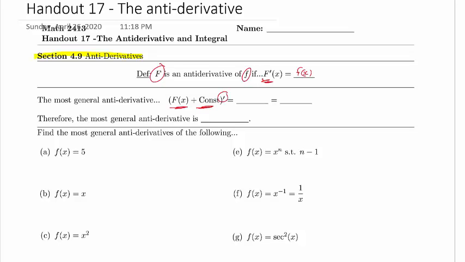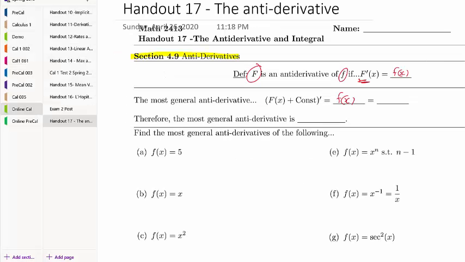And if you take the derivative of the whole thing right here, what are you going to get? You'll simply get f of x, because what is the derivative of a constant? It is going to be 0. So, which is just f of x, right? Alright, good. So let's keep going here. Therefore, the most general antiderivative is our big F of x plus some constant term.